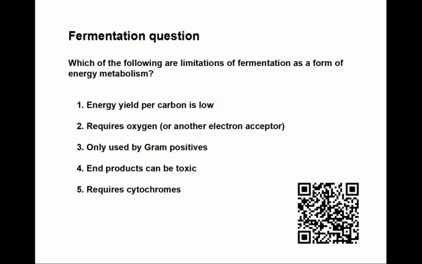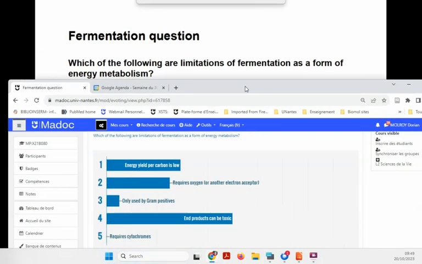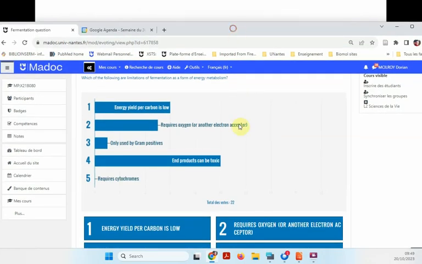Okay, I've got a lot of votes in. And let's see what you got. Okay, so here are the votes. Okay, number 4 is correct. That's right. This is a major drawback. End products can be toxic. Acids, ethanol, toxic byproducts. These can limit bacterial growth. So it's a problem if they build up.